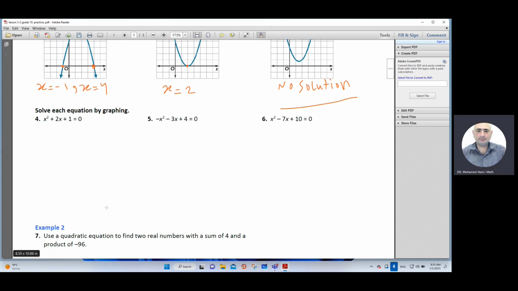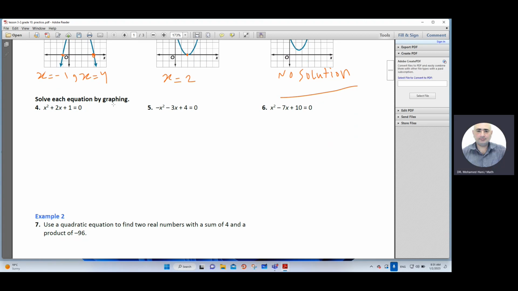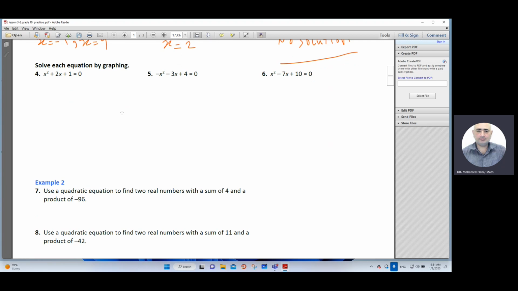Right, listen here. Solve each equation by graphing. Who can remember? What is the first step?